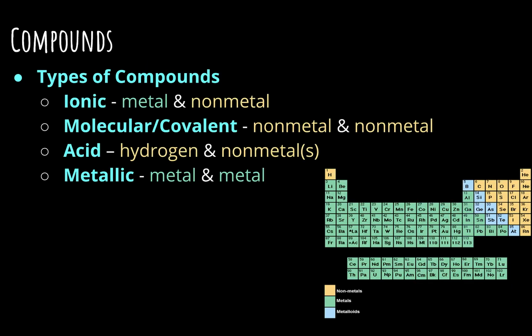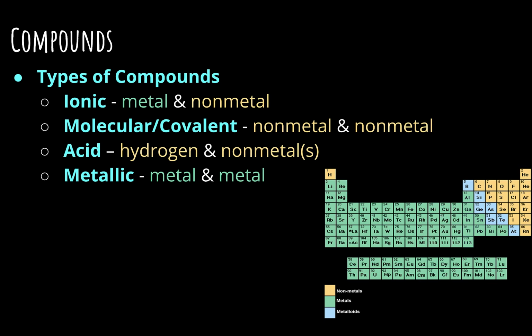So compounds can be classified into 4 main types, and they're classified based on what types of elements make them up. If you remember from the last unit, metals were on the left side, nonmetals were on the right side, the metalloids were kind of in between, and we have to remember that hydrogen is classified as a nonmetal even though it's on the metal side.